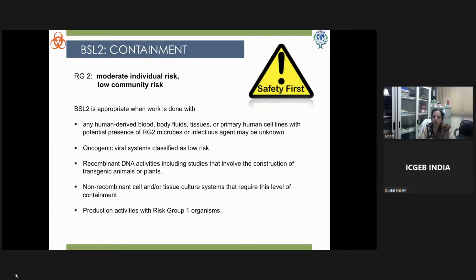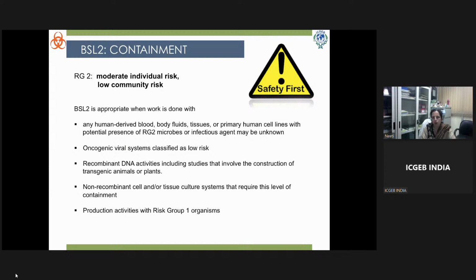Now, what kind of tissues or what kind of work needs to be carried out under BSL 2 containment? Broadly, it will be appropriate that work is being done with any kind of human-derived blood or blood tissues, or body tissues, fluids, cell lines, or anything which has the potential for the presence of these risk group 2 microbes or infectious agents which have potential pathogens for humans.